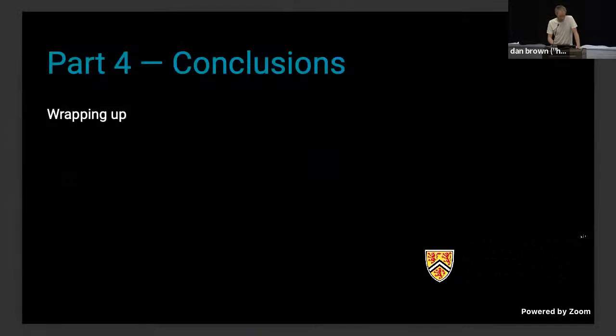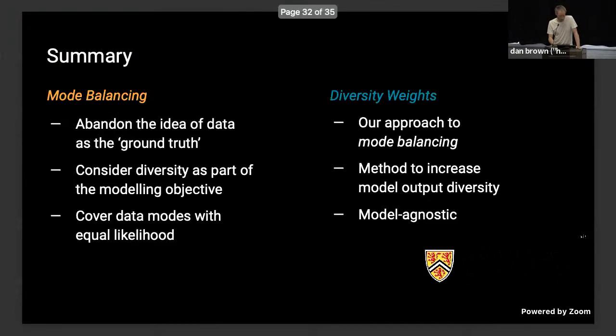So to wrap this up, conclusions, a brief summary of the contributions here. Mode balancing is more the conceptual idea behind the work. So we want to abandon the idea of the data distribution as a ground truth because it's susceptible to too many data biases. We also want to consider diversity as part of the modeling objective, and the idea is to cover all of the data modes with equal likelihood.